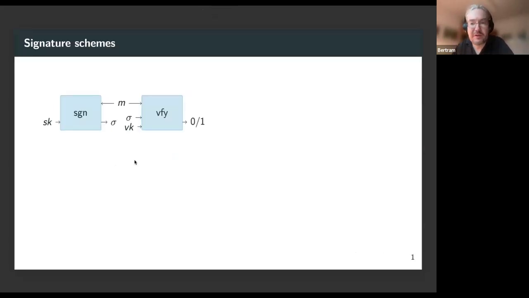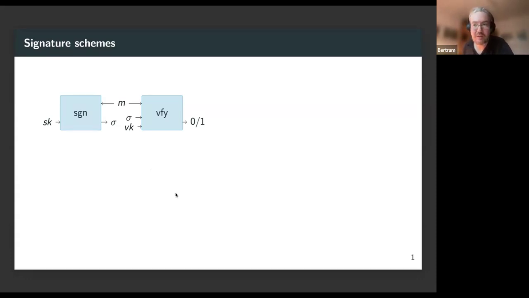Let me tell you first about signature schemes. Of course, all of you know what a signature scheme is, but this is the notation I'm going to use. There's a sign algorithm, a verification algorithm, and I will never write down key generation algorithms. Sigmas are signatures, SK, VK, 0, 1, that's all clear from the context. So that is the way we abstract signature schemes from the provable security perspective.